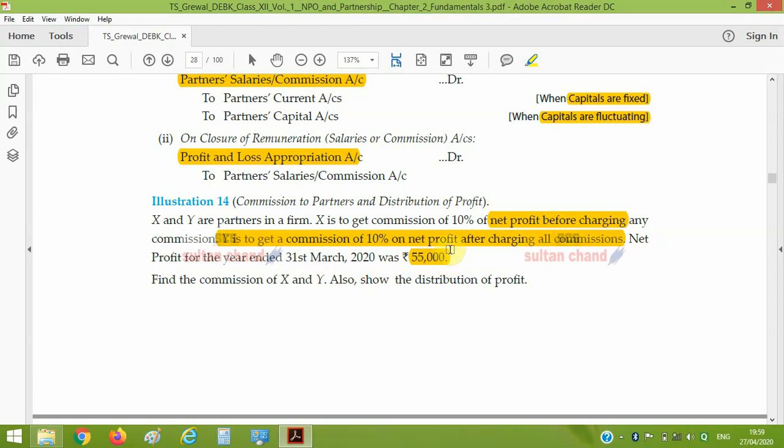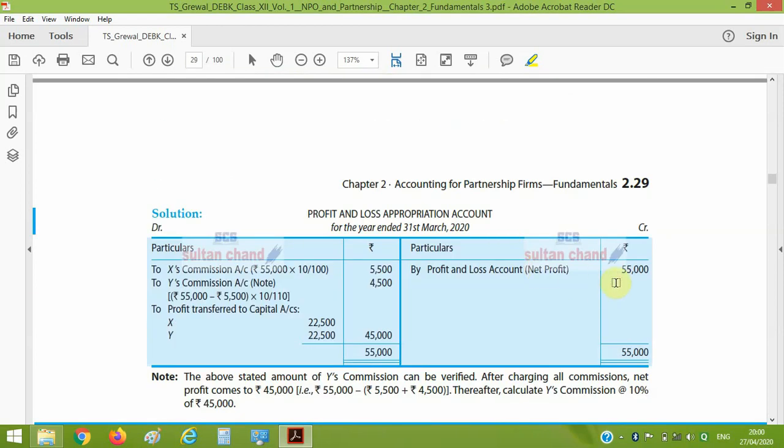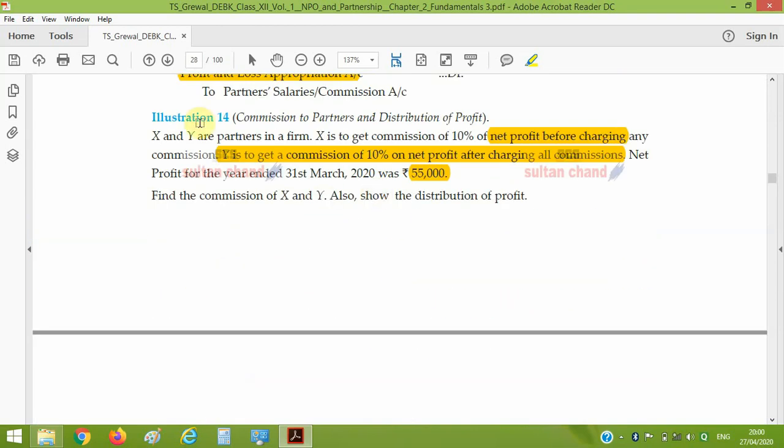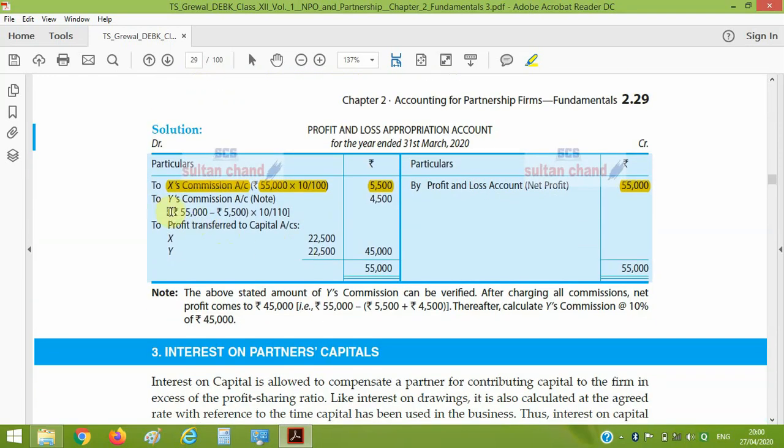Now here we have to study for X. It is said 10% of net profit before charging any commission. So net profit is 55,000 under the P&L appropriation account. X's commission, 10% of 55,000, will be 5,500, and that is final. In the case of Y, it is saying Y is to get a commission of 10% of net profit after charging all commissions. All commissions mean the commission of X and the commission of Y both. So first of all, out of 55,000, I will reduce 5,500 as it is given to X.